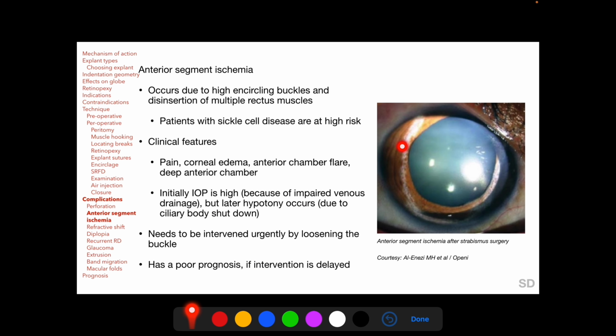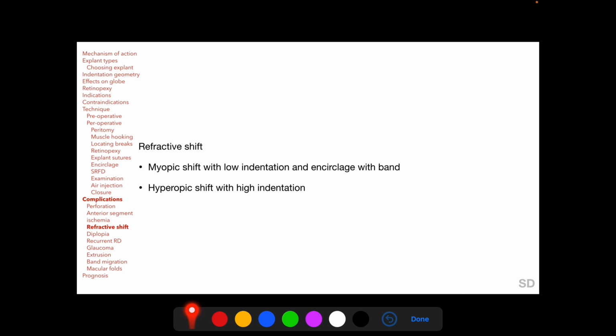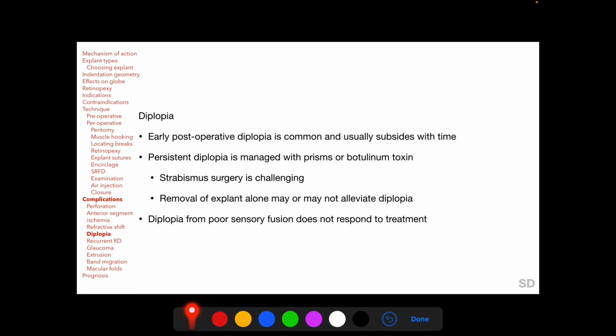This clinical photograph shows a patient developing anterior segment ischemia, but after strabismus surgery. Anterior segment ischemia following scleral buckling needs to be intervened urgently by loosening the buckle. As we have discussed earlier in this session, refractive shifts can occur following scleral buckling surgery. Early postoperative diplopia following strabismus surgery is common and usually subsides with time. Persistent diplopia needs to be managed with prisms or botulinum toxin, as strabismus surgery is challenging in this situation and removal of the explant alone may or may not alleviate diplopia.